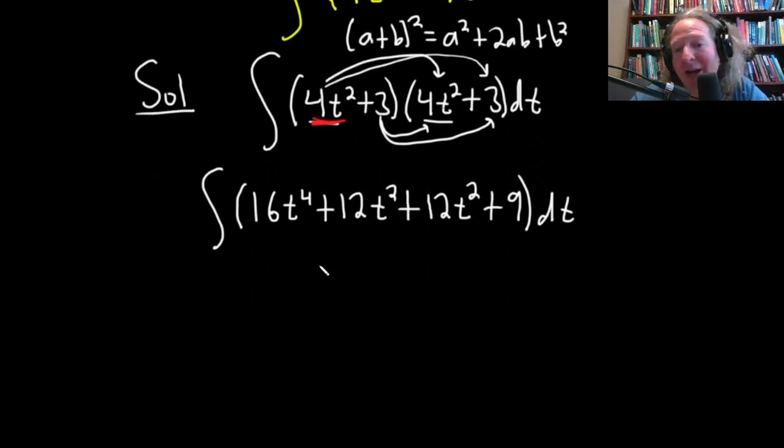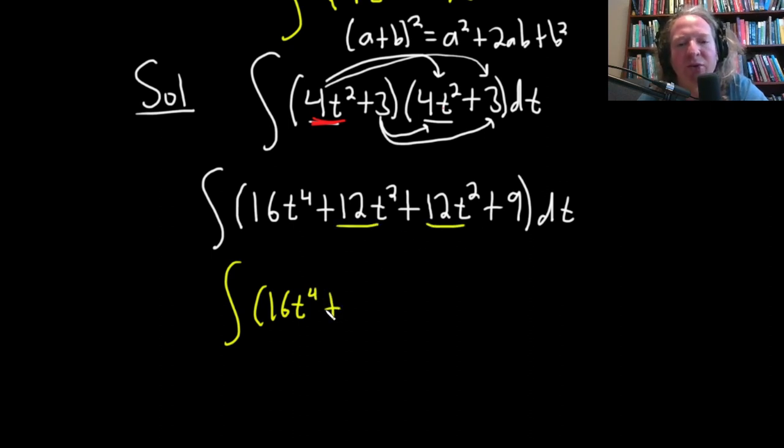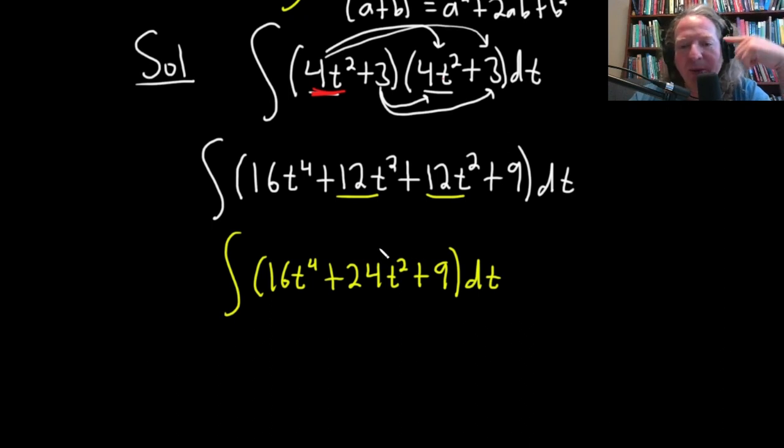All right, looks like we can combine some like terms, so let's do that. So this is going to be the integral of 16t to the fourth. And then we have 12t squared plus 12t squared. That's going to be 24t squared, right? 12 plus 12 is 24. And then plus our 9 here, dt. Really cool. All right, so now we can just apply the power rule.